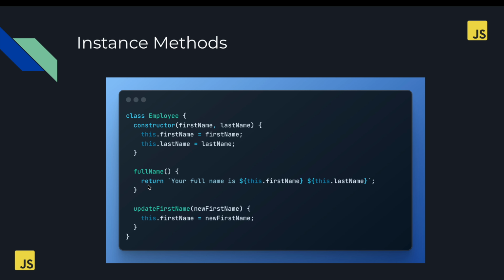As you can see in this example, I have an instance method called full name. So whenever I call this full name, I will be getting this string in return that says your full name is first name and then your last name. Also, I have another instance method here that is update first name, which allows me to update the first name of the employee. Alright, now let's see this in action.